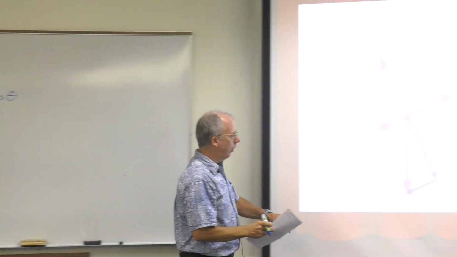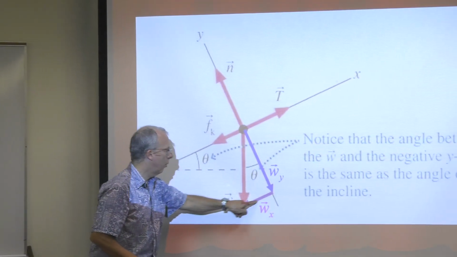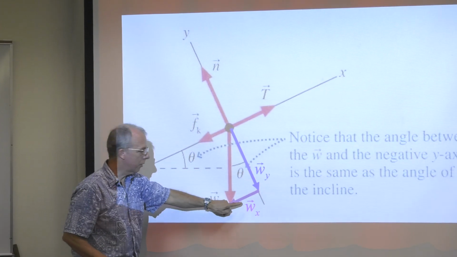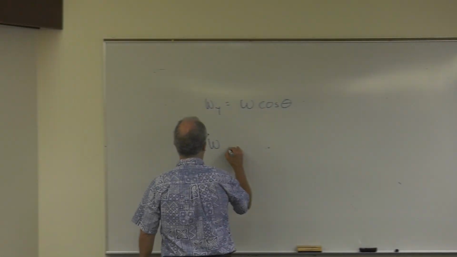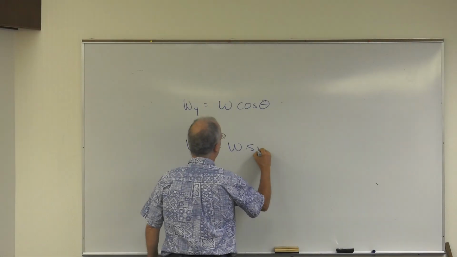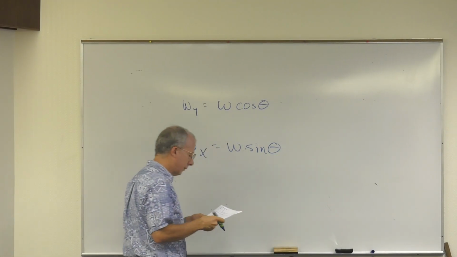Now, what's this wx? Well, that's opposite to the angle, so that's sine. So wx, just the magnitude, equals w sine theta.